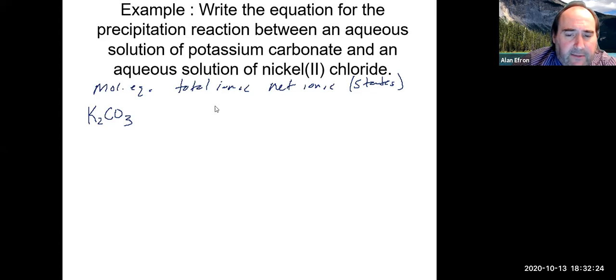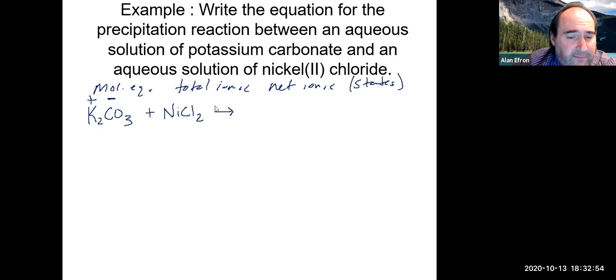Is reacting with nickel 2 chloride. So nickel with a Roman numeral 2 means the nickel has a +2 charge, and chloride is Cl minus. So in this case, we actually need 2 of the Cls. Now, when we go to form what's on the other side, we want to figure out what type of reaction it is. And since we're only talking about double displacement so far, it is a double displacement reaction.